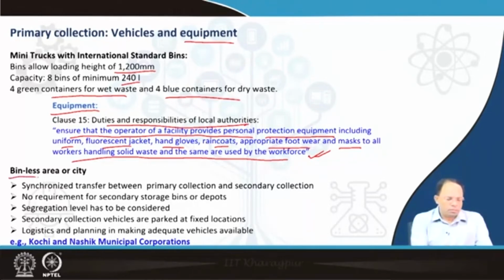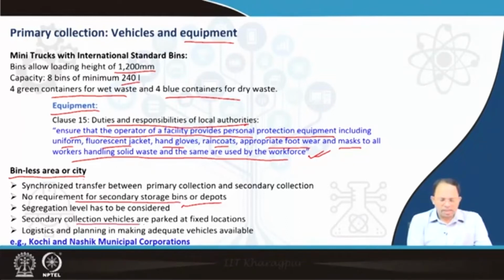Now, when we talk about primary collection, there is one concept called binless area or city. As we discussed in our previous lecture, we can synchronize the transfer between primary and secondary collection so that there is no requirement for secondary storage bins or a secondary storage depot. Now, why? The primary collection vehicles will come, as I was showing you in the last slide, this auto rickshaw will come, they will tilt the garbage directly into the bin, and the bin would be taken away by the waiting vehicle. So there is no requirement for secondary storage.